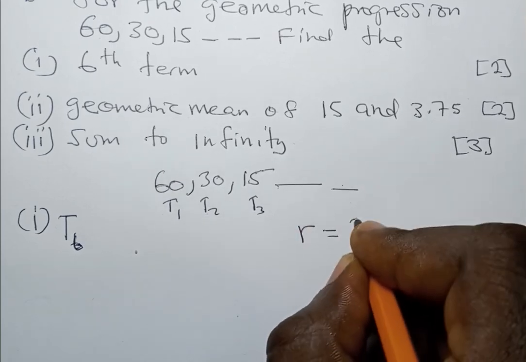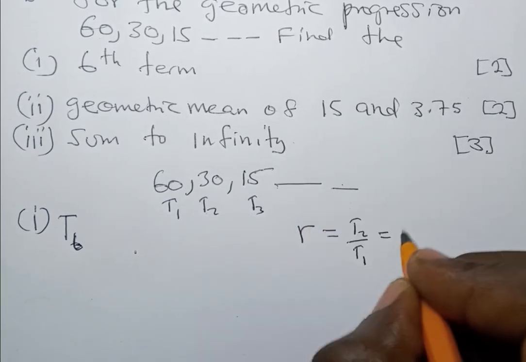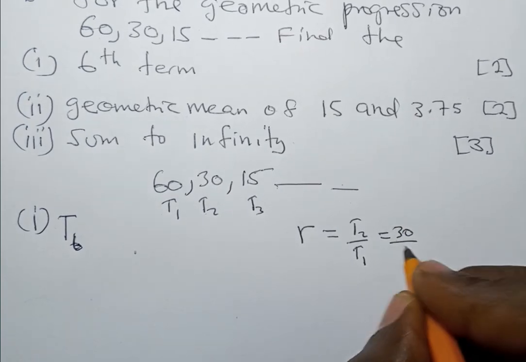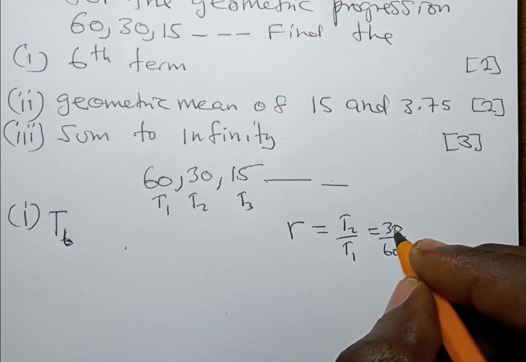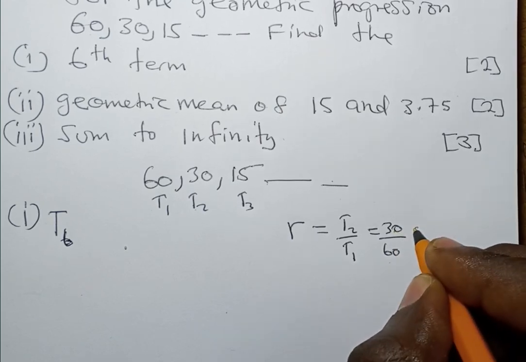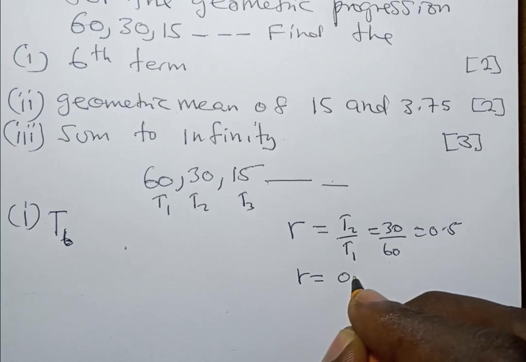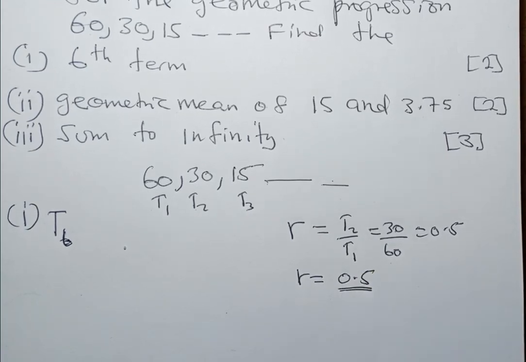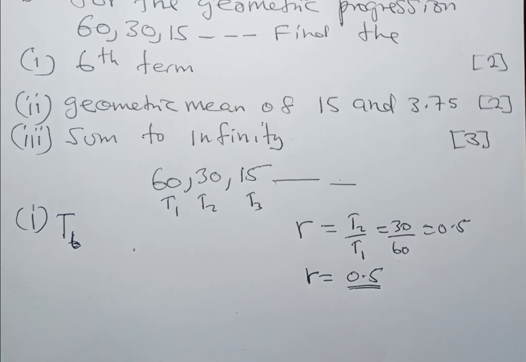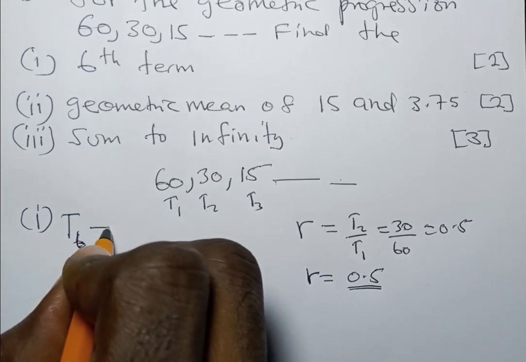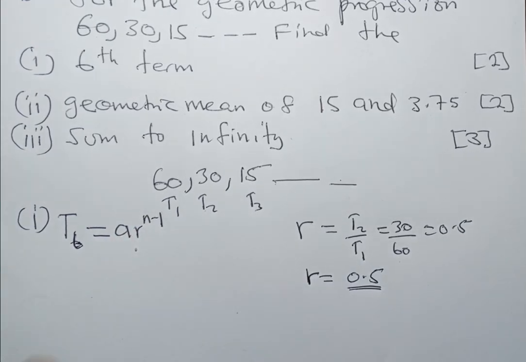We say T2 divided by T1. T2 is 30 over T1, which is 60. Those having calculators, when you punch 30 divided by 60, we're going to have 0.5. So R in this case is 0.5. For geometric progression, R is the common ratio. That's what defines geometric progression. So the formula is A R to the N minus 1. That's the formula to use.